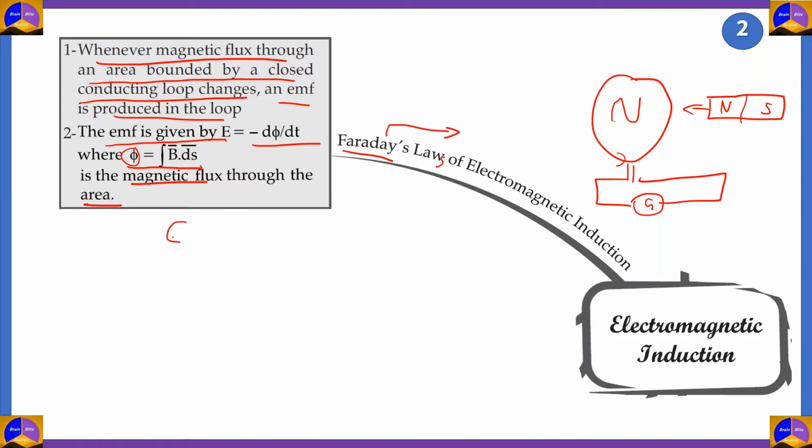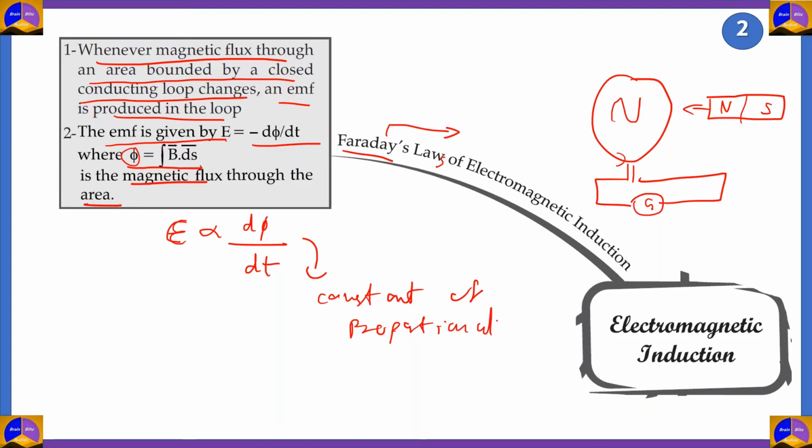So when there is a change in flux, there is the production of current. And because of current, there's also the production of an EMF. So the EMF E is proportional to d phi by dt, which is the change in magnetic flux. And the constant of proportionality in this relation is experimentally proven to be 1. So this value of 1 is by experimental terms.